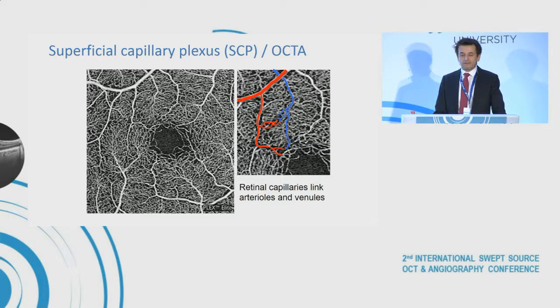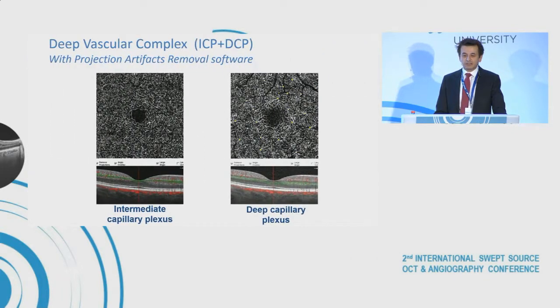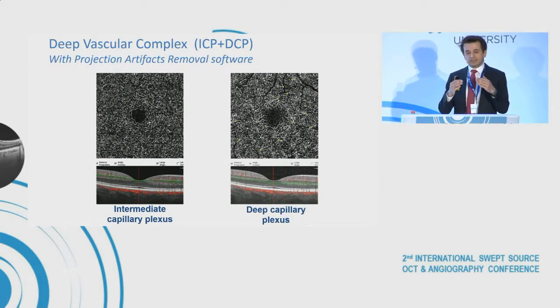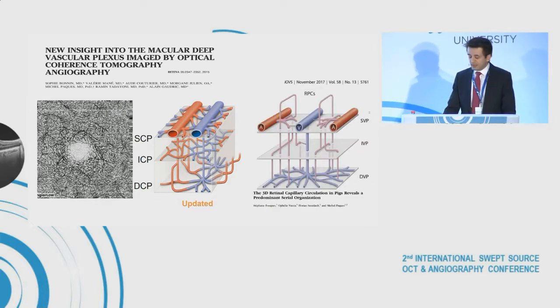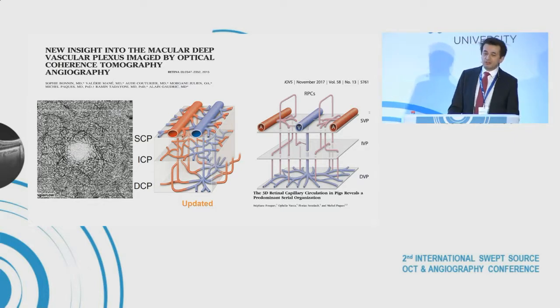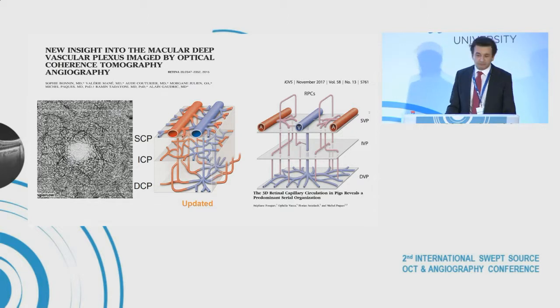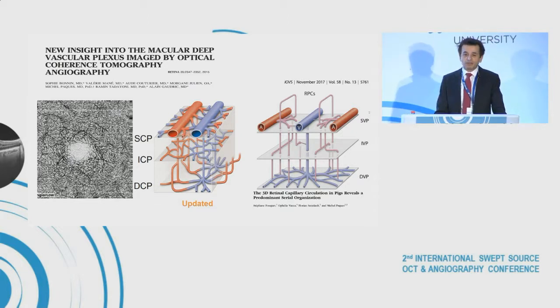In the superficial capillaries, we find arteries, veins, capillaries, but this was somehow already available on the FA. What was not really available was the intermediate and deep capillary plexuses that we looked for, and what we found was quite similar to the publication that we published at that time, and also to what Michel Paques found and published recently about how it's organized.